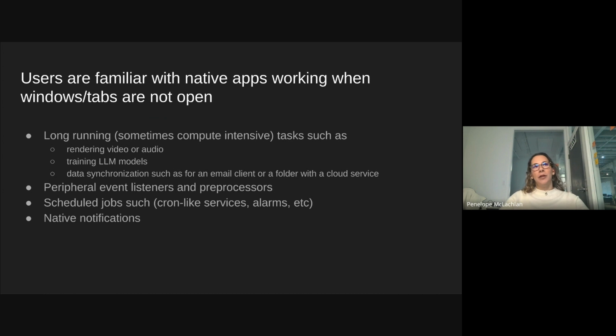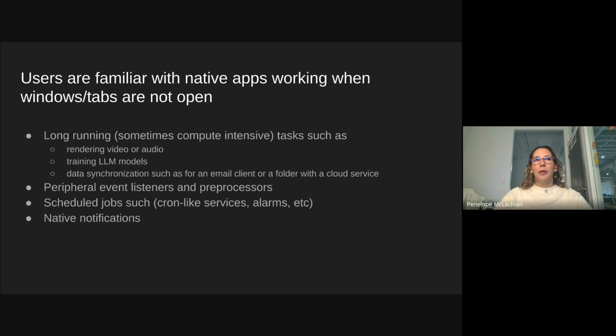We can imagine in the future this might include LLM, either training LLM models or running any compute heavy AI tasks. Things like data synchronization. A lot of mail clients, like say Outlook, will continue to synchronize mail in the background. Or for example, if you're using a cloud file service, you might expect things like Dropbox to be continuing to synchronize files, even though there's no open window from that service running.